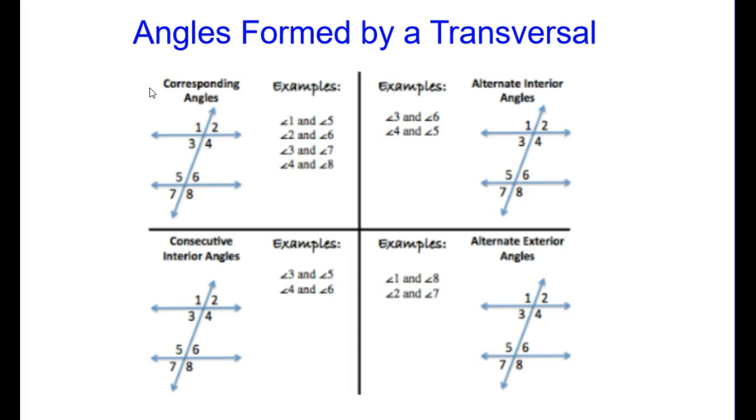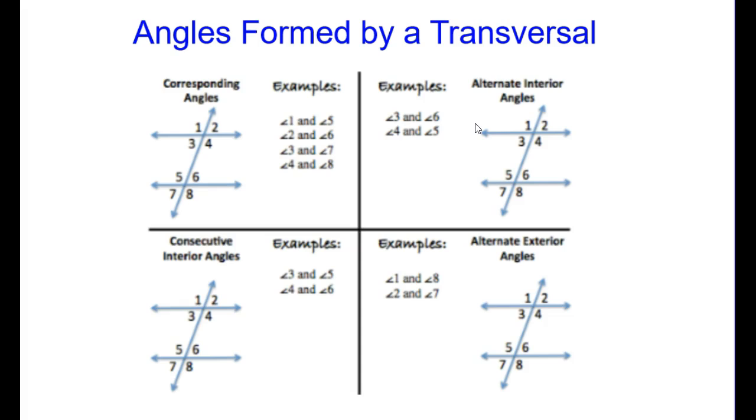When you think of corresponding angles, you want to think of angles that are in a similar position. Examples are angle 1 and angle 5. Where these two intersections occur, both these angles are to the upper left. Angle 1 is at the top left, angle 5 is at the top left. They're in similar positions. 2 and 6 would also be a corresponding angle pair. They're both up and to the right. So corresponding angles are angles in a similar position.